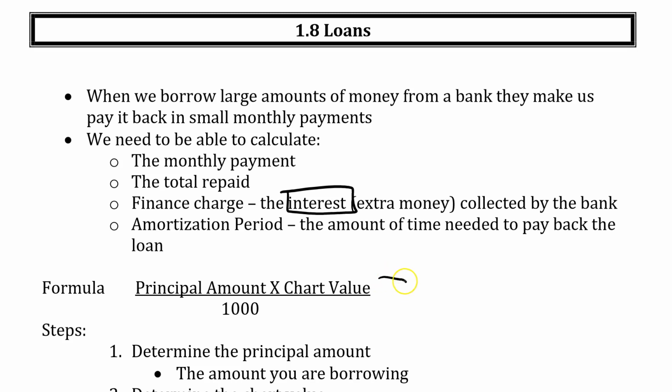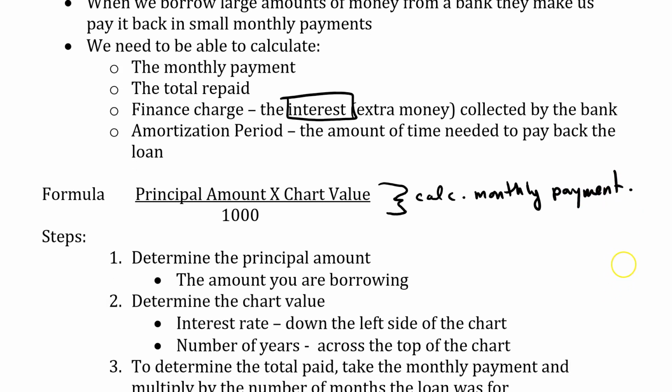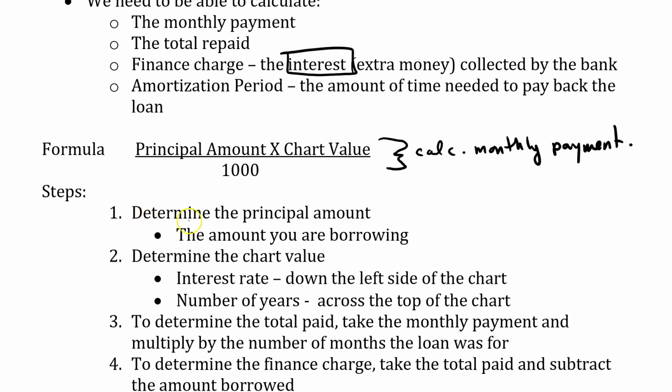So the formula to figure out the monthly payment is the principal amount times the chart value divided by 1,000. Just as a reminder, this is how to calculate the monthly payment. The steps in doing this: first, determine the principal amount. This is the amount that you're borrowing. So that includes taxes some of the time.